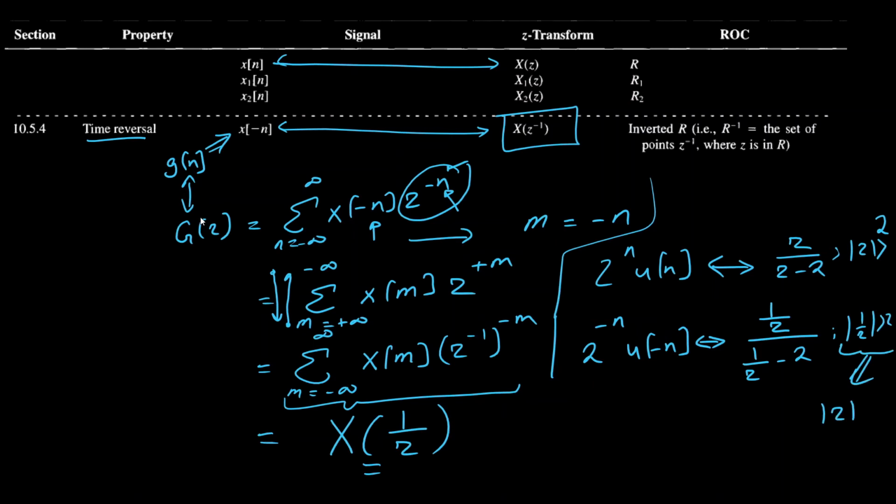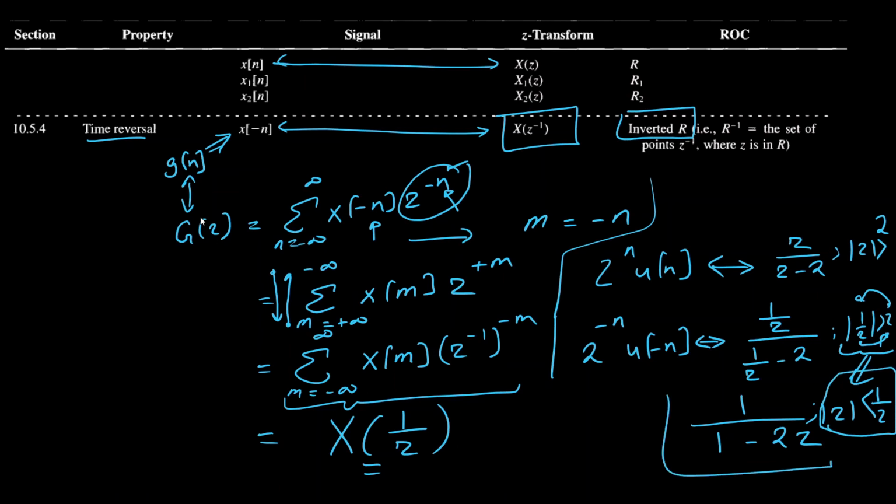Absolute value of z, now this would be inverted because this would go over there and this can come back over here, so it would be less than 1 by 2. At the same time, the algebraic expression can be simplified by multiplying and dividing by z, so this would be 1 over 1 minus 2z. So we have an inverted ROC, which is expressed over here, and the algebraic expression is mentioned over here.